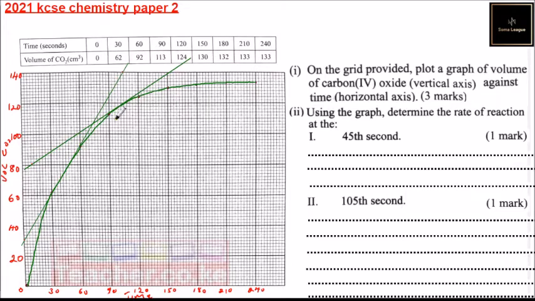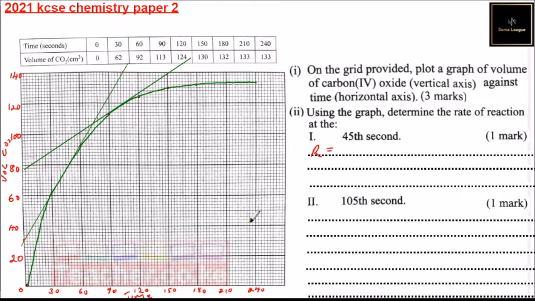The other one, you drew a tangent at 105. So this is a tangent. So for you to get the rate of reaction, you get the gradient of this tangent. These are tangents. So you can call it R. It is equal to. Now I choose 2 points. You take 2 coordinates. I'll start with this one here.